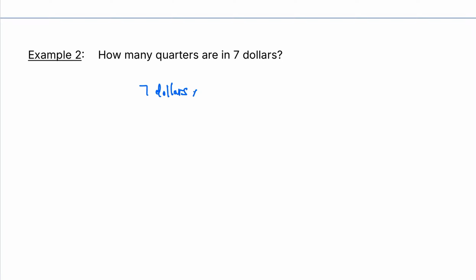Okay, and then the hardest part is identifying the conversion. How many quarters are in $1? There are 4 quarters for every dollar. Okay, and if we go ahead and multiply this out, you'll see that the dollars cancel out, and all you do is multiply this across. 7 times 4, we get 28. And the only thing that's left is quarters.